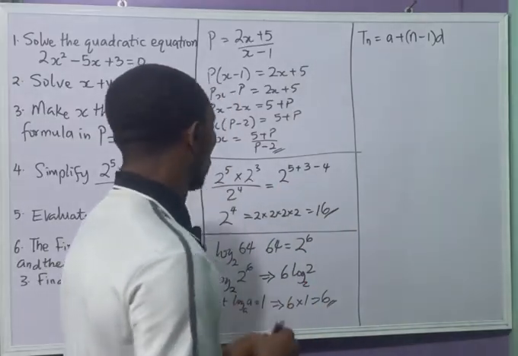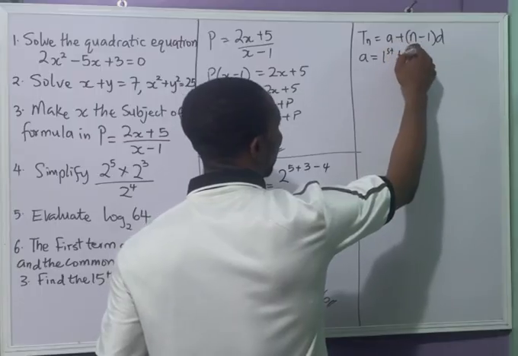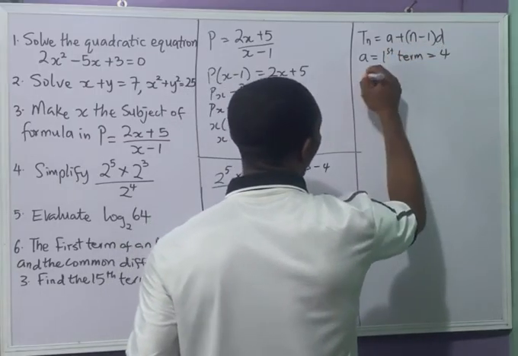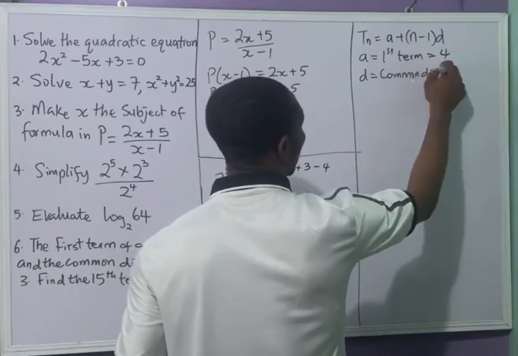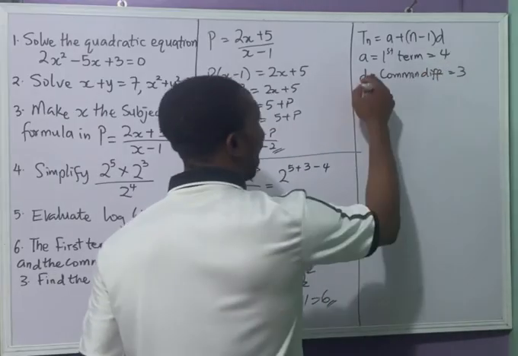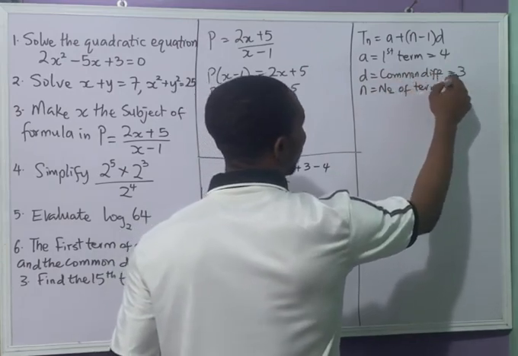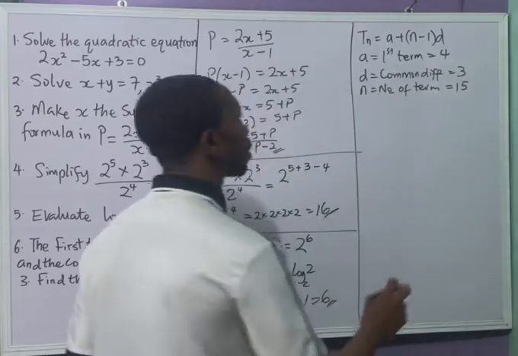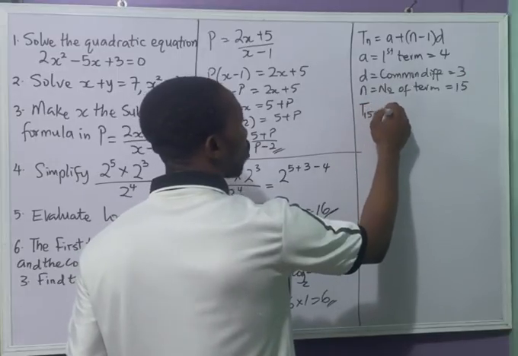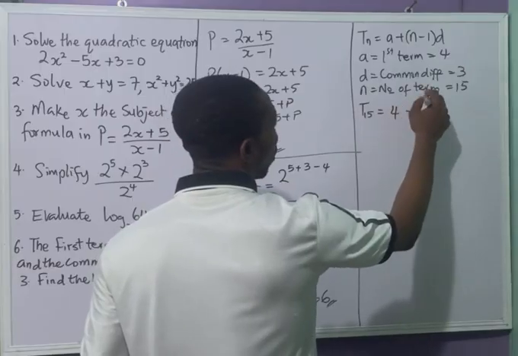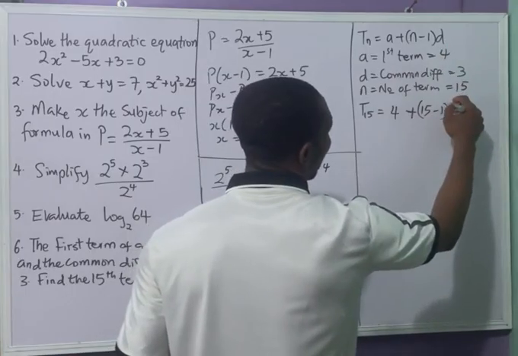Okay, so now applying, we know that A is our first term, which from the question is 4. D is the common difference, which is 3. Now, n is the number of the term you're looking for, in this case 15. So since you're looking for the 15th term, applying here, we have T15 equals A, which is 4, plus n, which is 15, minus 1, times D, which is 3.